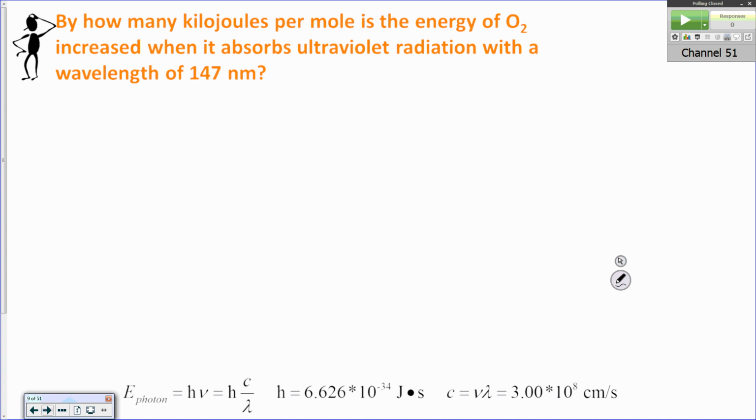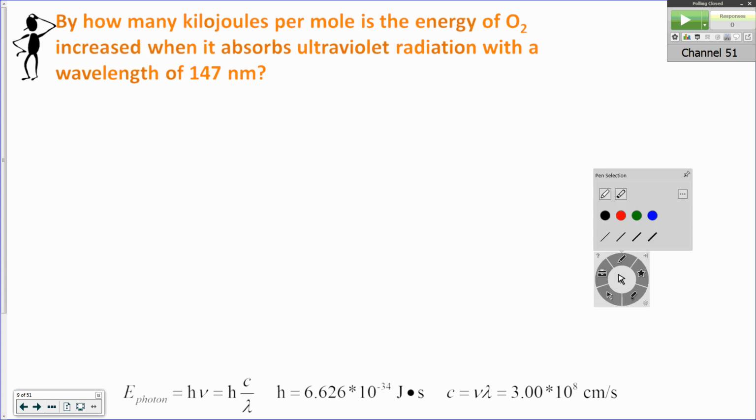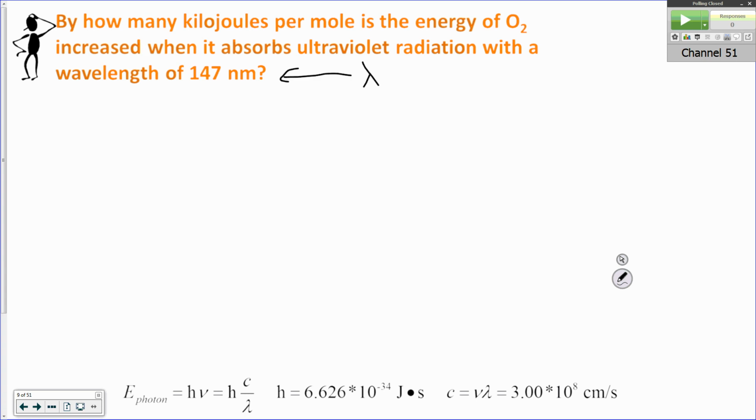So let's look at another one. The exam question a couple years ago: how many kilojoules per mole are captured by O2 when it absorbs ultraviolet radiation at 147 nanometers? And I gave you a list of equations down at the bottom. So I know lambda, and that's the only thing that I'm given here.